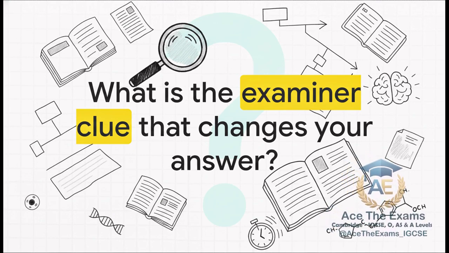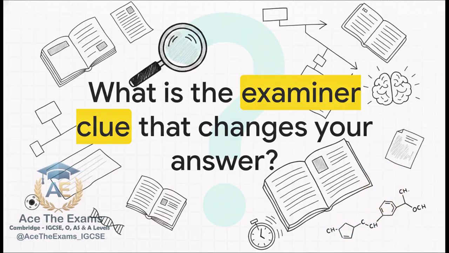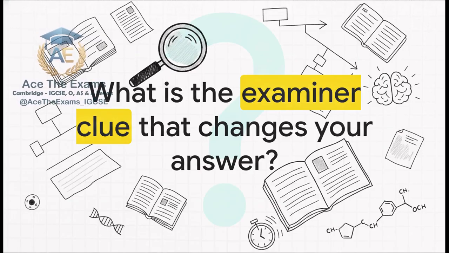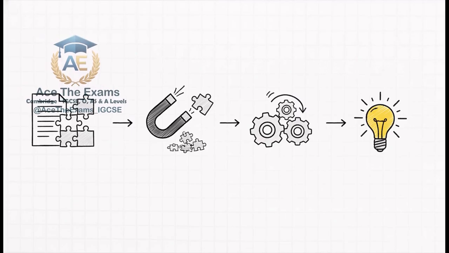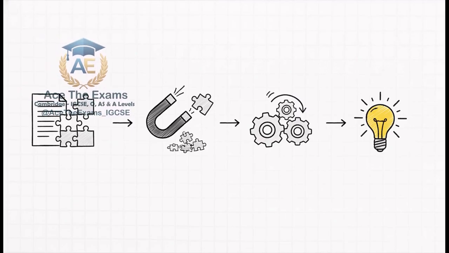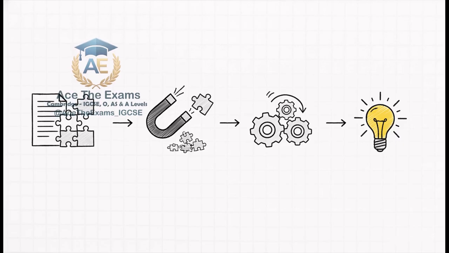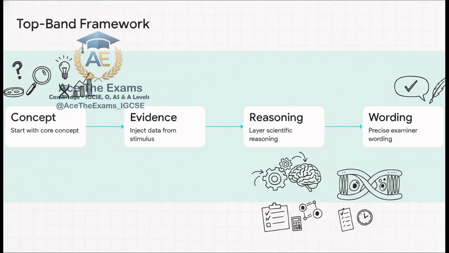But first, we need to look at the actual framework that makes that clue super obvious, because without a structured approach, even a glaringly obvious hint will slip right past you when exam panic sets in. Which brings us to Section 3. Deconstruct, solve, and evaluate. This is your top band framework. High-scoring candidates don't guess. They follow this sequence every single time.